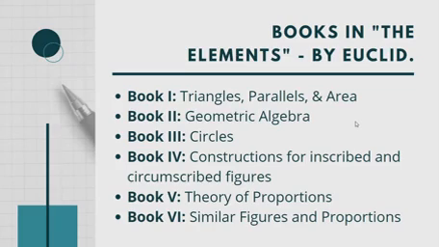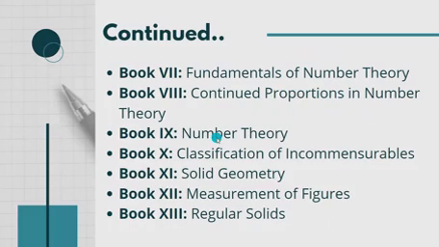It is estimated that only half of Euclid's work remains. Euclid's works that still exist are the Elements, Data, Division of Figures, Phenomena, and Optics. Here are some books written by Euclid.